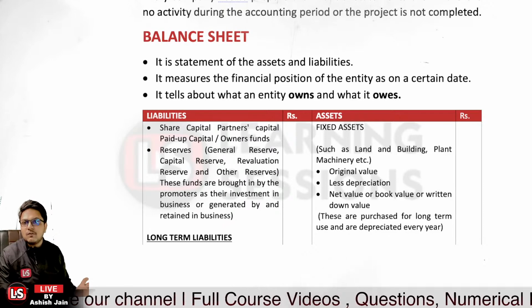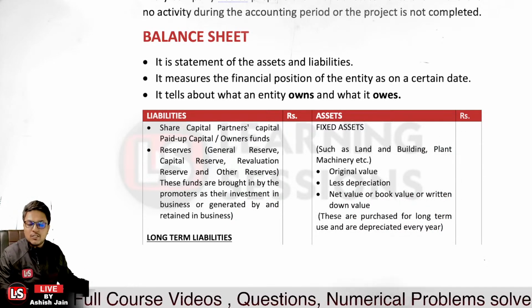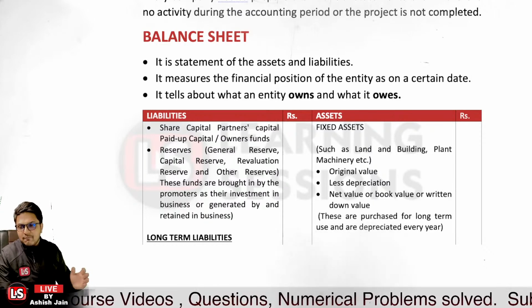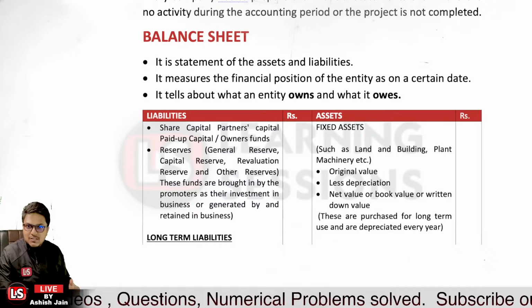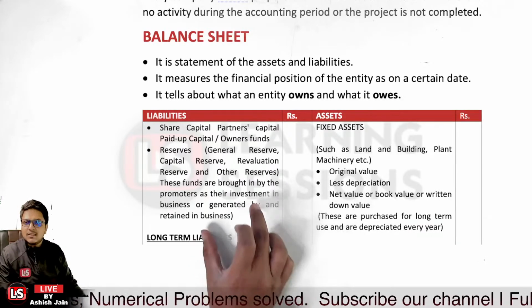That is the source of the funds. And assets are said to be what? Assets are the uses of the funds. Where do you utilize your funds over there? It may be the case we may have purchased land, building, machinery, or we may have purchased stocks, etc. So these are uses of funds, and these are the sources of the funds.